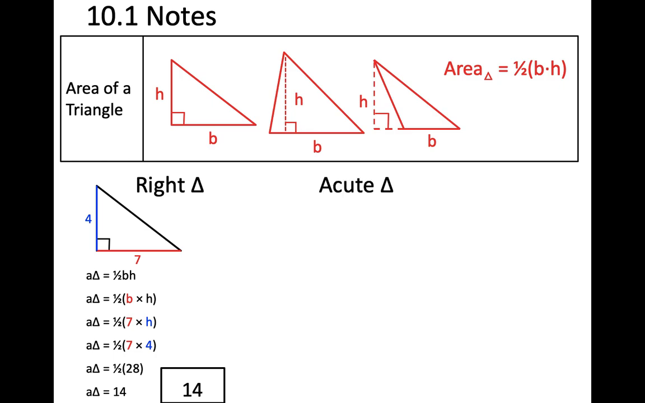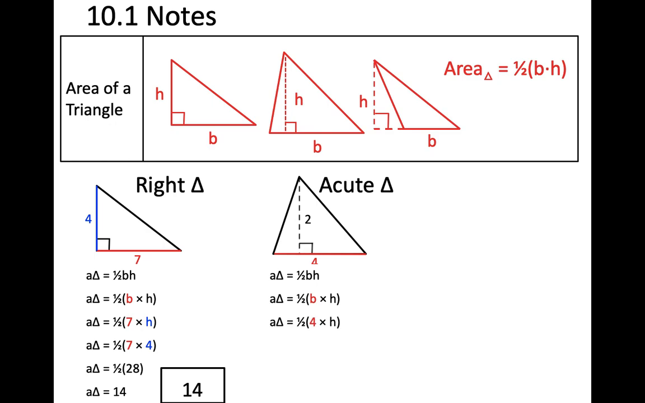For an acute triangle, this time my base is 4, and my height is inside the triangle. It's perpendicular to the base. It is inside the triangle. That is 2. So I multiply 4 times 2, I get 8. 1/2 of that would be 4.